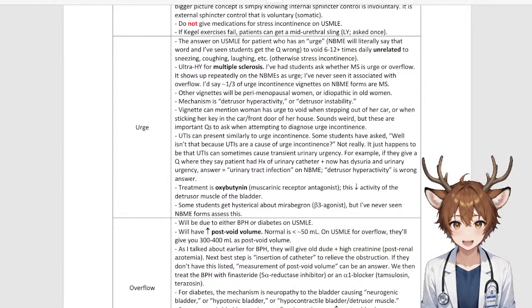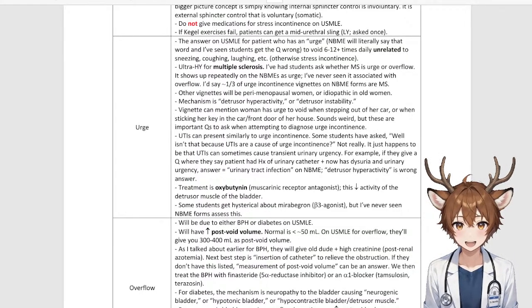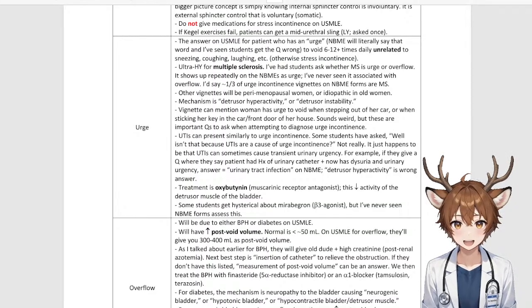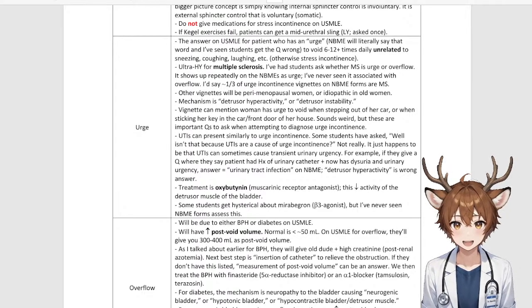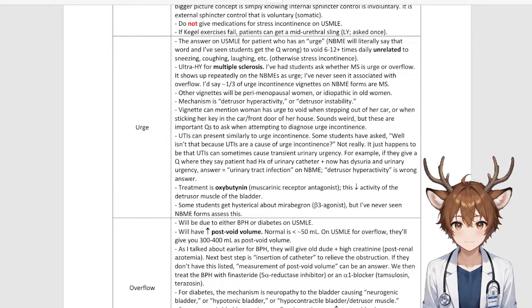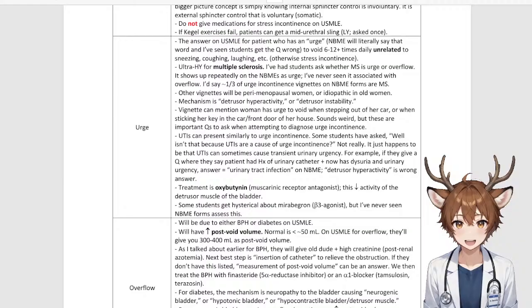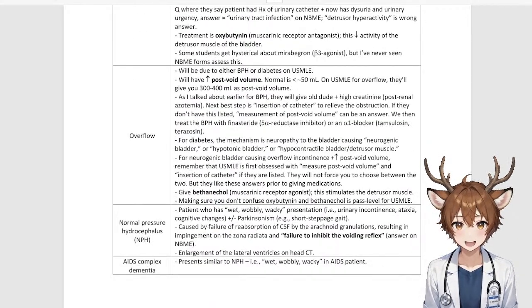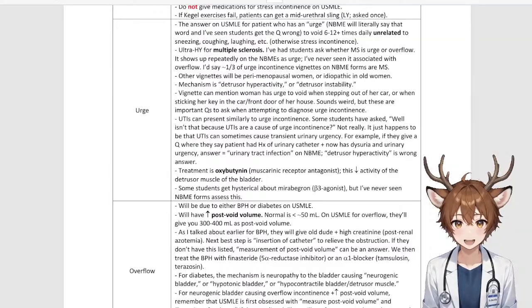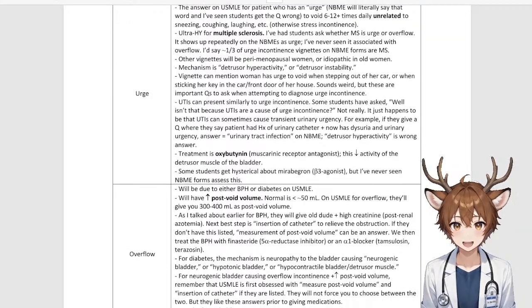Treatment is oxybutynin, a muscarinic receptor antagonist. This decreases the activity of the detrusor muscle of the bladder. Some students get hysterical about mirabegron, a beta-3 agonist, but I've never seen NBME forms assess this. But remember, there's an association between urge incontinence and MS, multiple sclerosis.